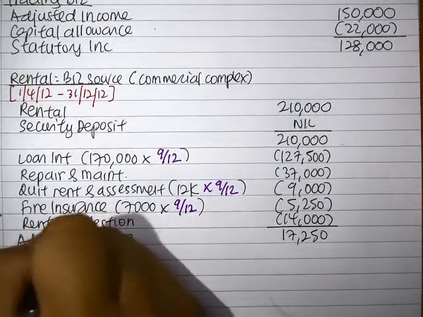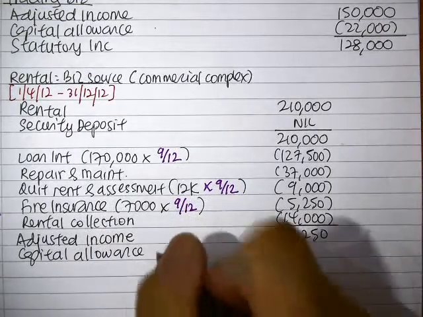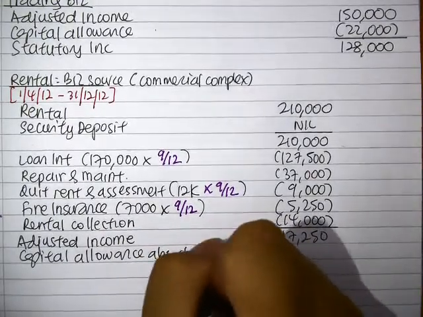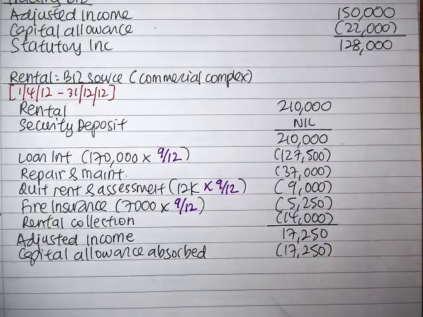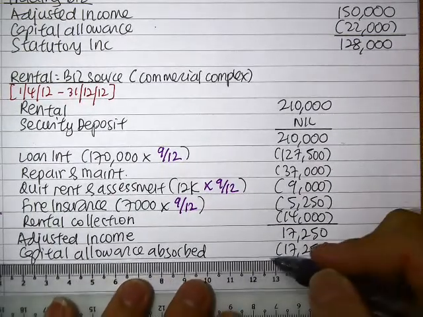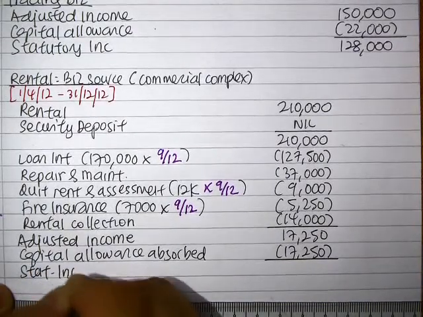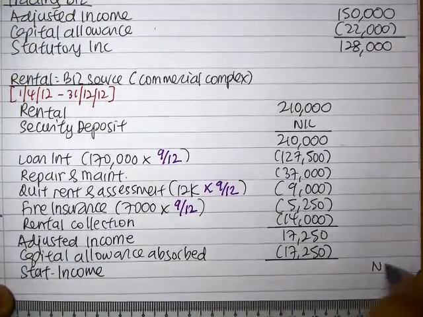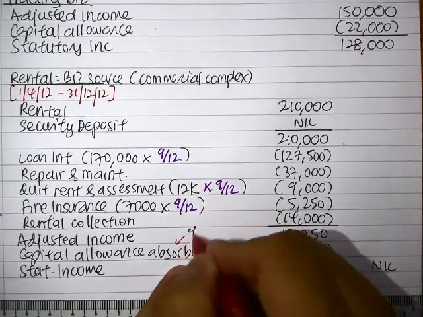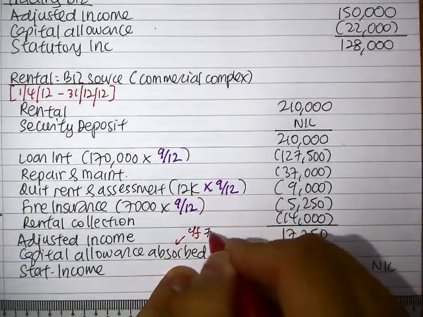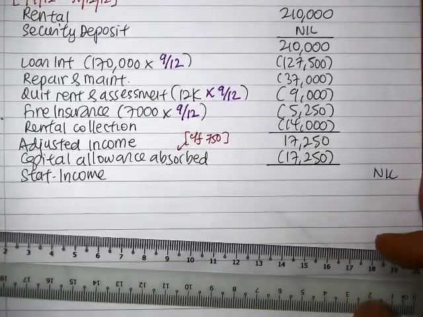And you've been told that the capital allowance is 18,000. So the absorb will just be 17250. Right, there's no statutory income from this rental, so the CA carry forward 750. Right, this is just a small note for us.